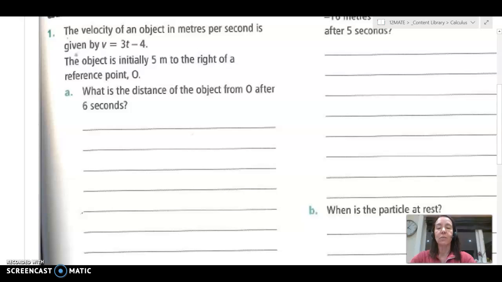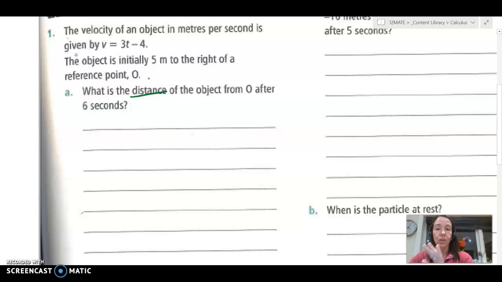The velocity of an object in meters per second is given by velocity is equal to 3 times the time minus 4. The object is initially 5 meters to the right of a reference point O. What is the distance of the object from O after 6 seconds?